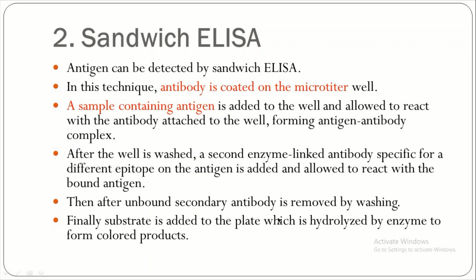After that the well is washed, and excess sample and unnecessary things will be washed away. A second enzyme-linked antibody, specific for a different epitope on the antigen, is added and allowed to react with the bound antigen. Then the unbound secondary antibody is removed by washing, and finally the substrate is added to the plate and is hydrolyzed by the enzyme to form a colored product.